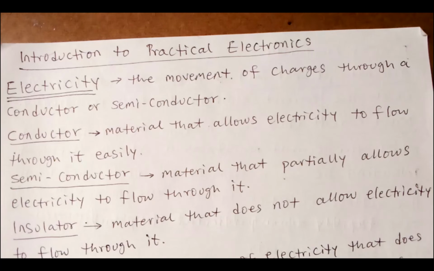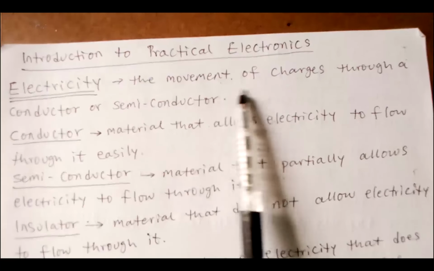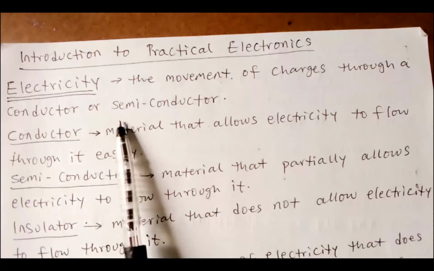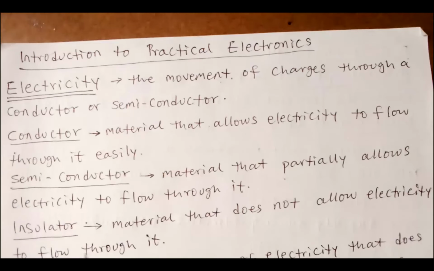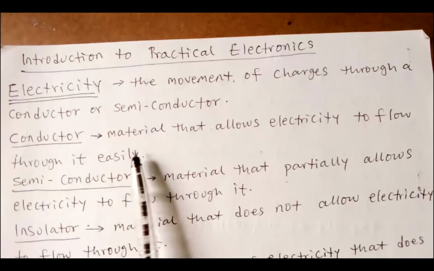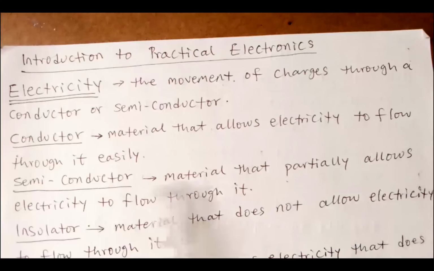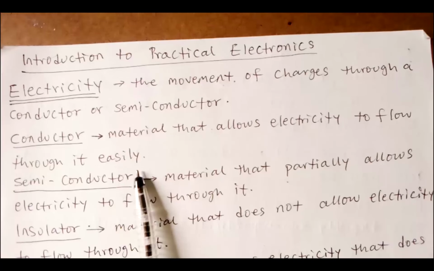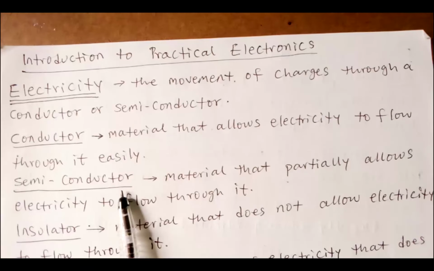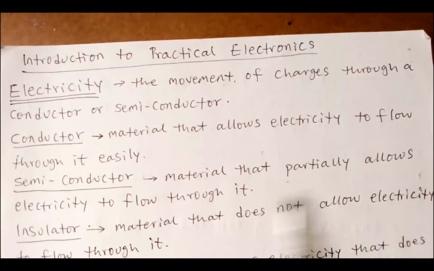First on our list is electricity. What is electricity? Electricity is simply the movement of charges through a conductor or a semiconductor. What is a conductor? A conductor is any material that allows electricity to flow through it easily. What is a semiconductor? A semiconductor is a material that partially allows electricity to flow through it.